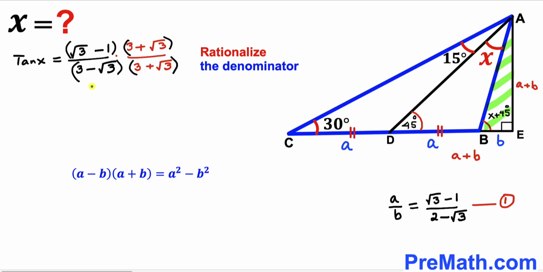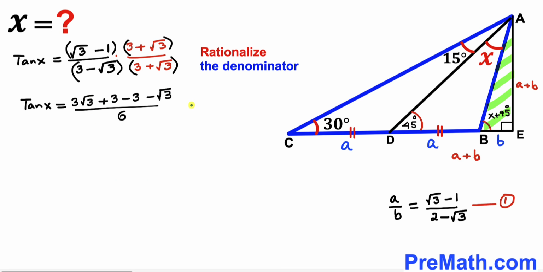So therefore the denominator is going to become 9 minus 3, which is equal to 6. As you can see in this next step, the denominator I have simplified to 6, and here I have multiplied these by double distribution, and we ended up with this one. And here at the numerator we can see this positive 3 and negative 3 is gone, and if we subtract these like terms, that is going to give us 2 times the square root of 3, as you can see in this next step. So therefore our tangent of x equals the square root of 3 divided by 3.